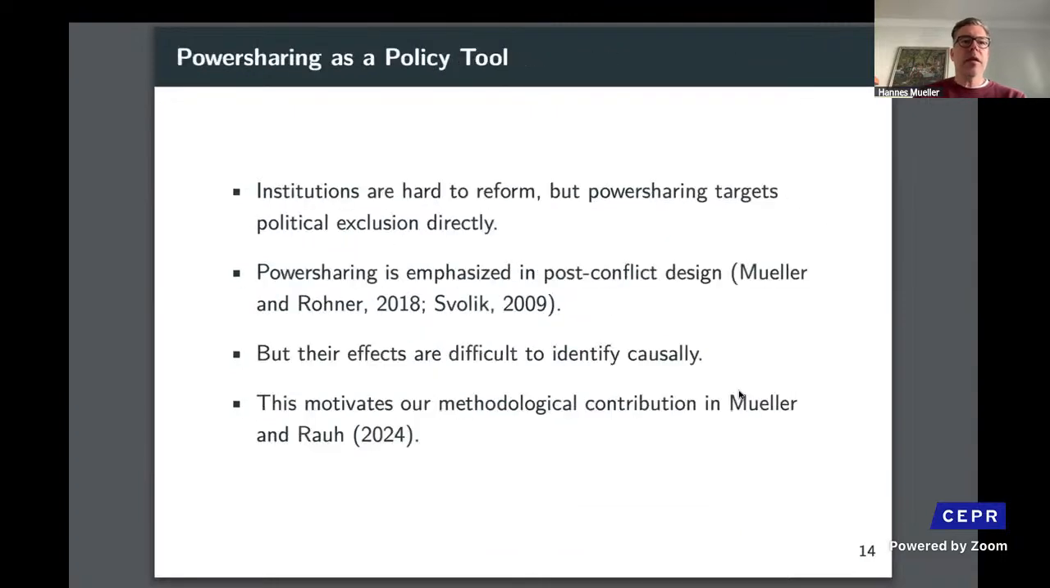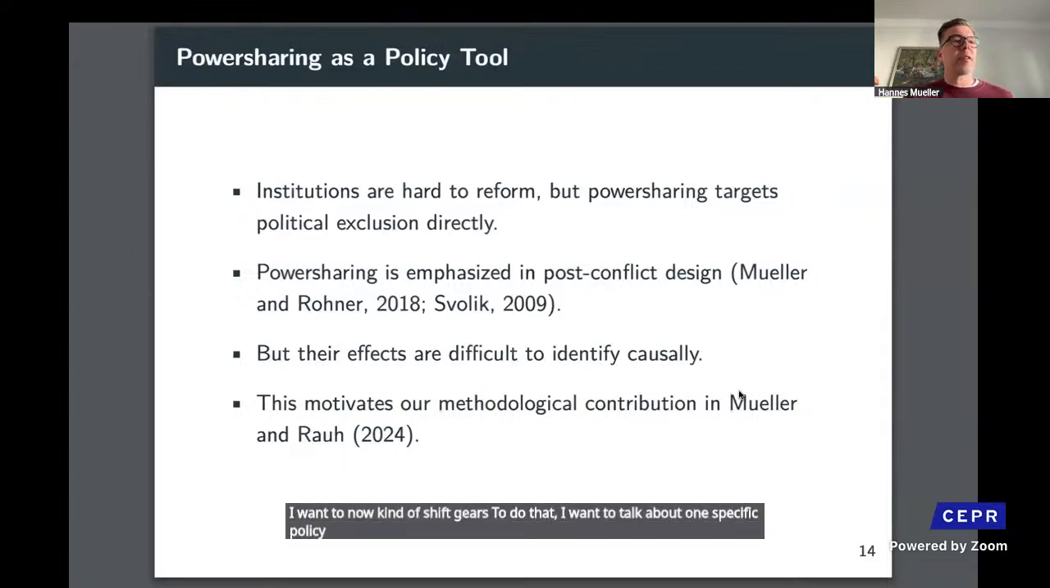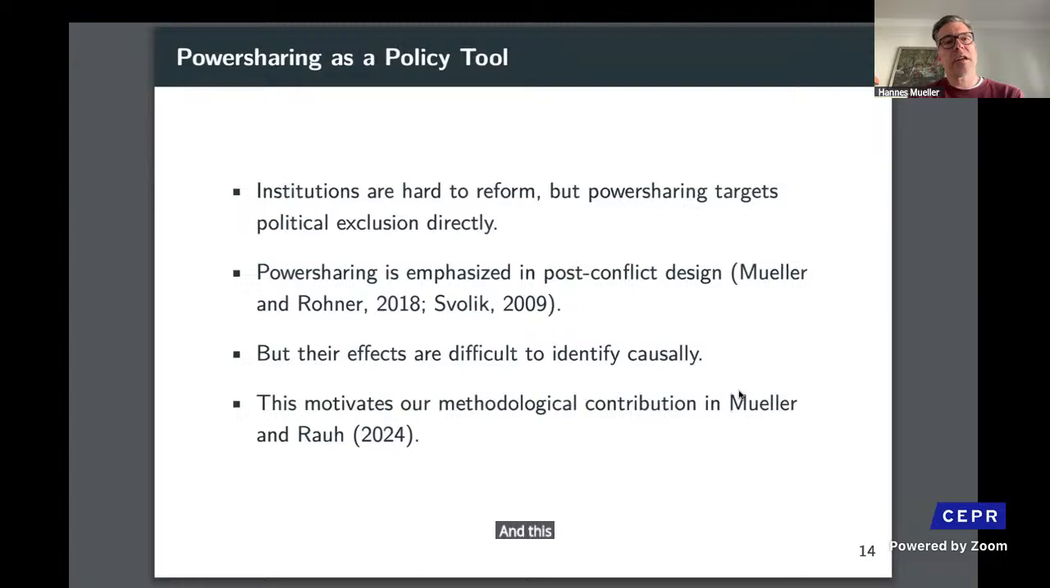Okay, so I want to now shift gears, and to do that, I want to talk about one specific policy that is more relevant for policymakers who are, as outsiders or as insiders in countries, involved in dealing with fragile states. And this is to share work I've been doing on power sharing agreements.